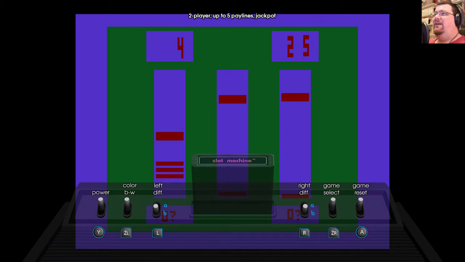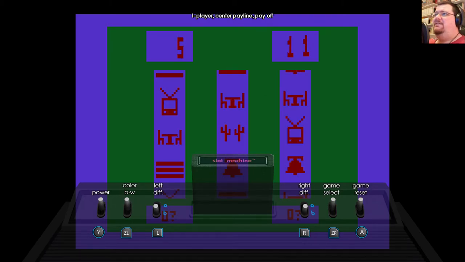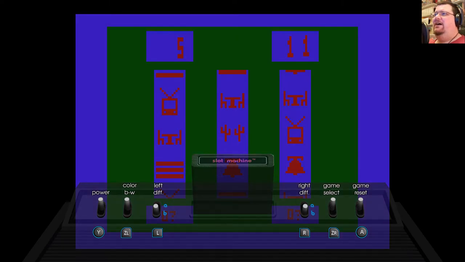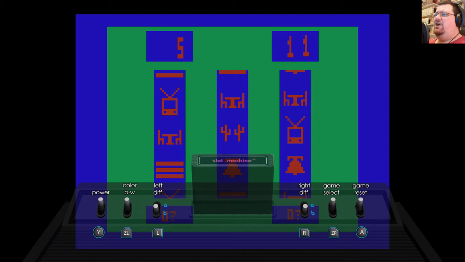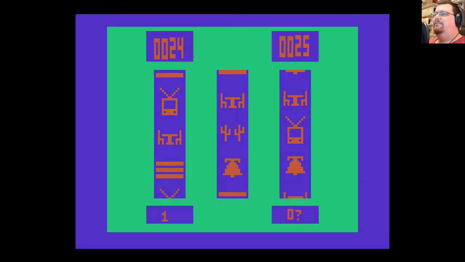Two player up to five pay lines jackpot. One player center pay line payoff. So this one, there are more varied combinations of things that you can get that are more likely to... I don't know if they're more likely to make you win, but there's more possible ways to win in this mode. So this one is just on the center line. So again, you bet a certain amount that you're going to win on that center line. Let's have a go. Let's bet five to begin with.